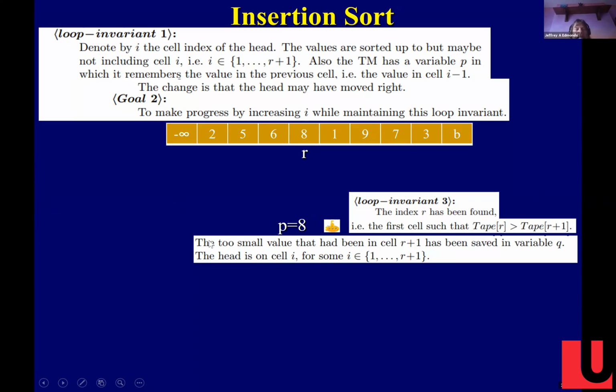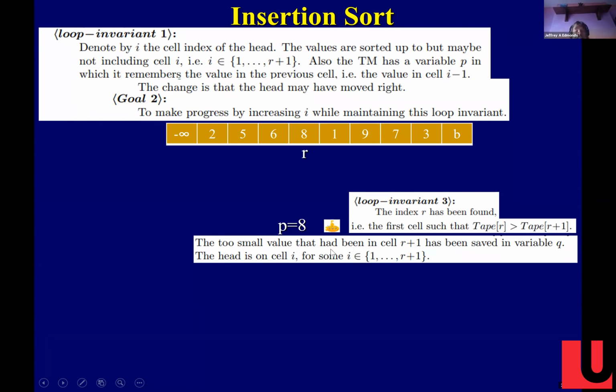And then it says the value that's too small, right? Which value is too small? The 1's too small, right? They got bigger and bigger and bigger. And then the value at R plus 1, right? So the value that's too small that had been in cell R plus 1, what did we do with it? We're going to save it into a new variable Q.